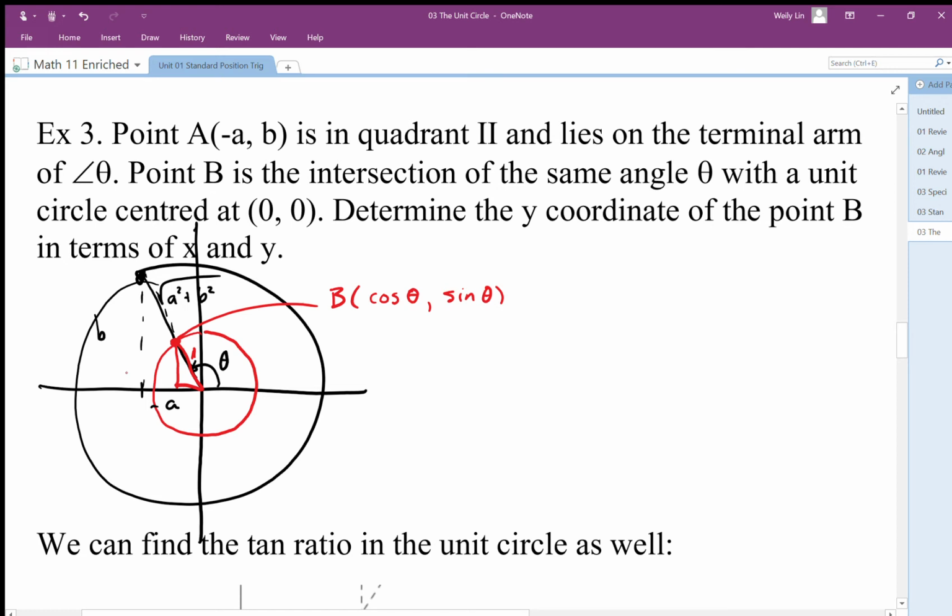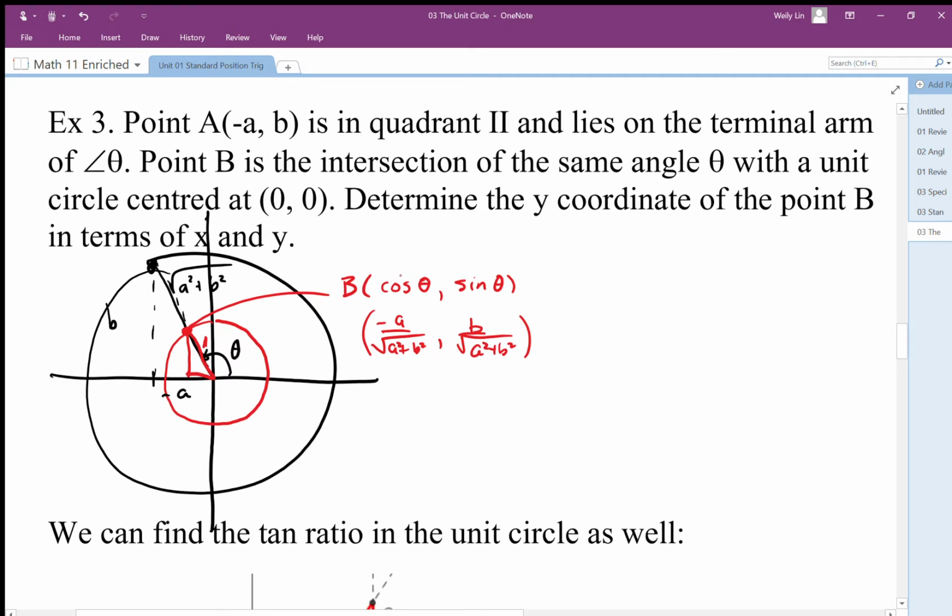Cosine theta, if I take a look at this ratio, is negative a over the hypotenuse. And the sine ratio is b over the hypotenuse, or the radius. That gives the coordinates for the x and y positioning in terms of the sine and cosine ratios, with the variables a and b. So we can relate the point on the unit circle directly to the cosine and sine ratios. The positioning is given by the ratios, and this will be very convenient when we start dealing with other expressions.